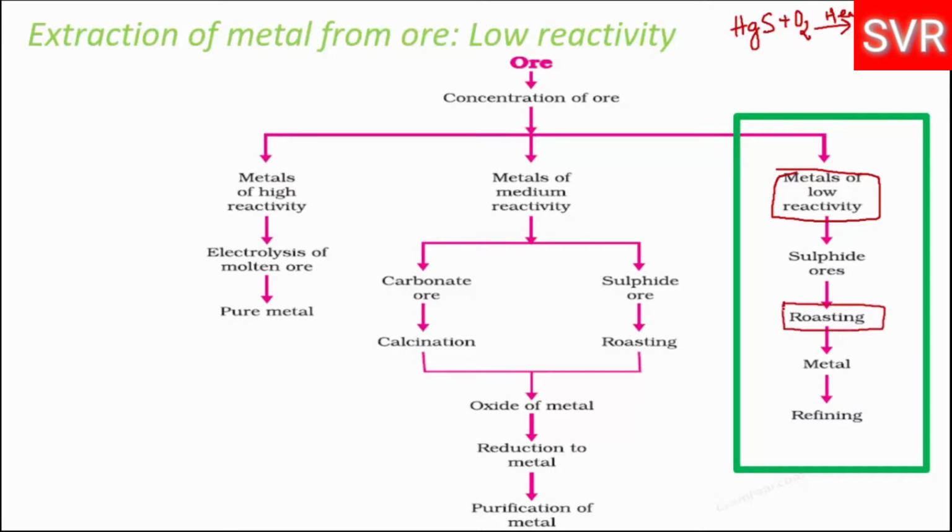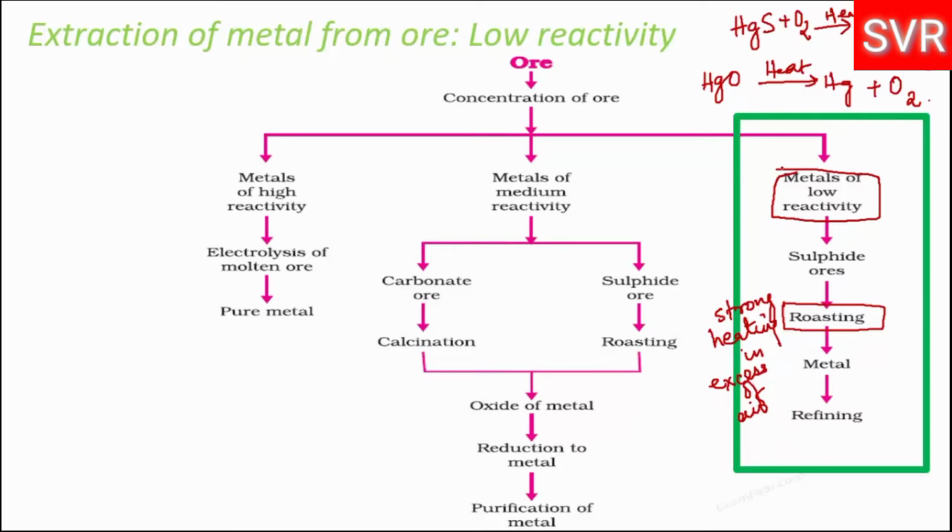Roasting is a process wherein we heat it strongly, strong heating in excess of air. So what is roasting? Strong heating in excess of air. When the sulfide ore undergoes roasting, it forms HgO, which is oxide ore, plus SO2. Now it is very easy to get the metal from the oxide ore. HgO, when it is heated, forms Hg plus O2. So this is how we get the metal, and then the metal is refined. Now we will talk about refining of metals later.